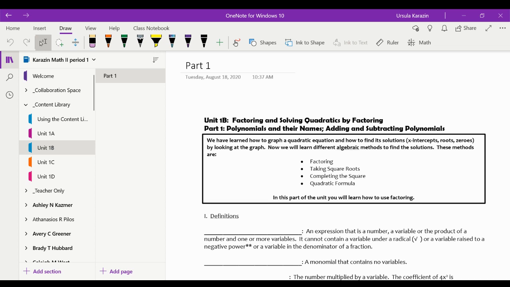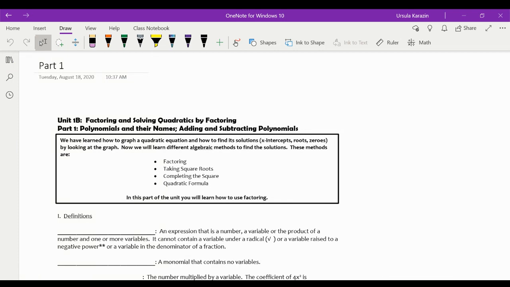Hello, everybody. You're going to be looking ahead to our next unit while the people in the classroom are taking their test. This next unit is called Unit 1B. Remember, Unit 1 is all about quadratics, and quadratics is a huge unit. So instead of giving you one gigantic unit, we've split it into multiple parts.